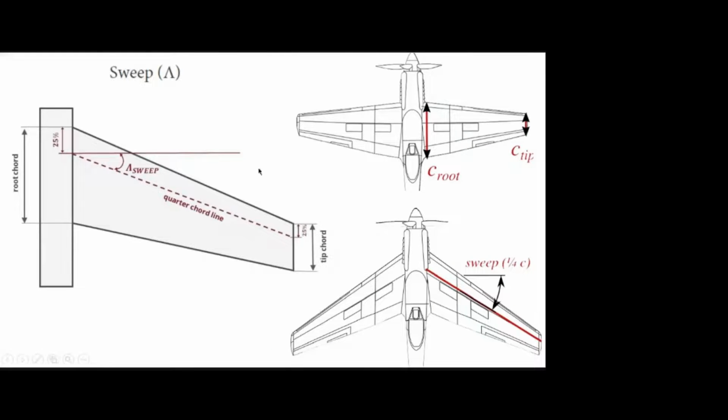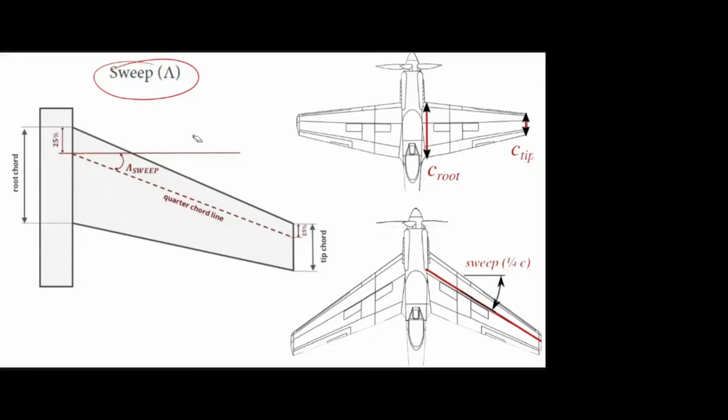Okay, so the next one is the sweep angle. Sweep angle is mostly measured with respect to an axis. What is this axis? Just now I explained, right? I explained the 3 axes: longitudinal, lateral, and vertical axis. Yes, this is the lateral axis. It is measured between the lateral axis and the quarter chord line of the wing.